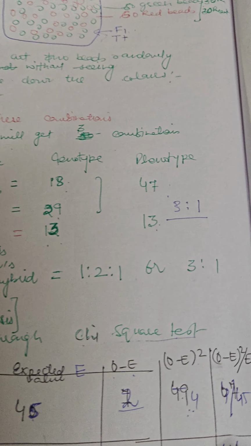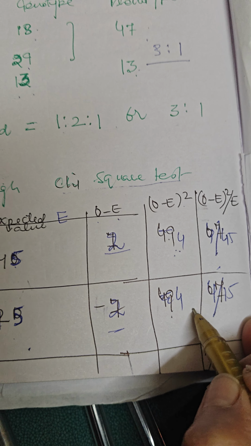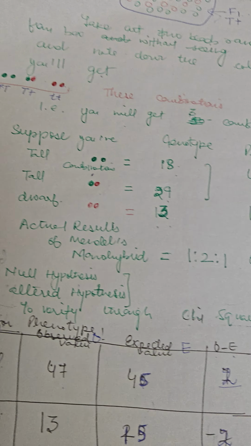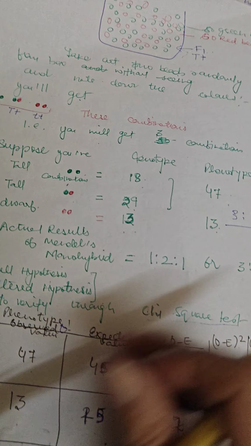However, you can ignore the sign because ultimately you have to calculate the square of it. 2 into 2 is 4, right? And minus 2 into minus 2 is 4. Now the next step, I'll show you on the next page.